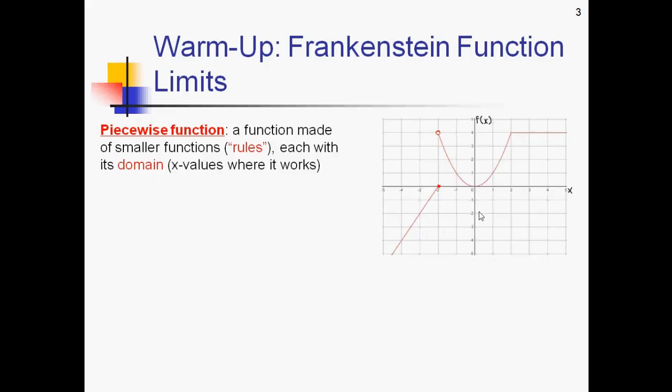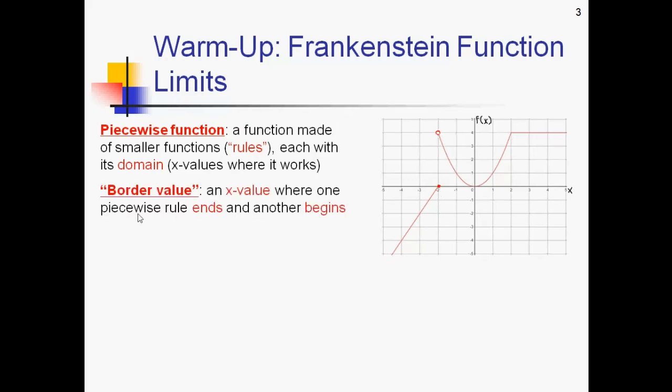So here's a picture of a piecewise function. We've got 1, 2, 3 different rules going on here at least. One is a line, one's a parabola, and one's another line. Now you'll notice that there are certain x values where one rule ends and the other begins. I'm going to be referring to these as border values in this lesson. These are x values where one rule ends, the other begins.